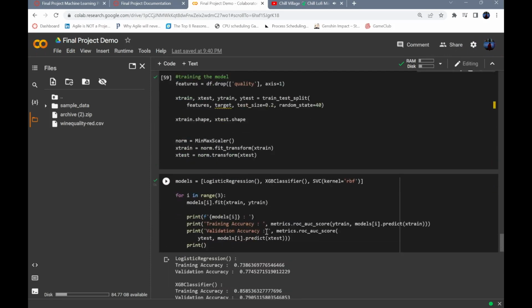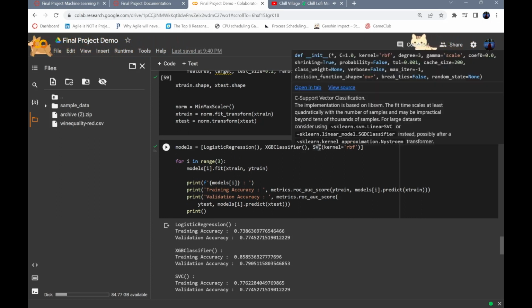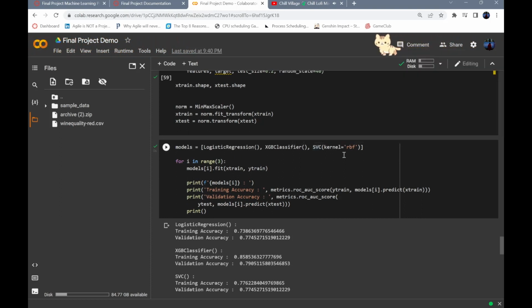Now we train our model. We're gonna train our model to see if it's precise. So we're gonna drop quality. Gonna train X test, and then we will min max scale it. The X train will transform, and the X test will also transform. Models. We use the SVC or the scalable vector classifier for i in range of 3. Training accuracy, the metrics, validation accuracy, and the metrics score.